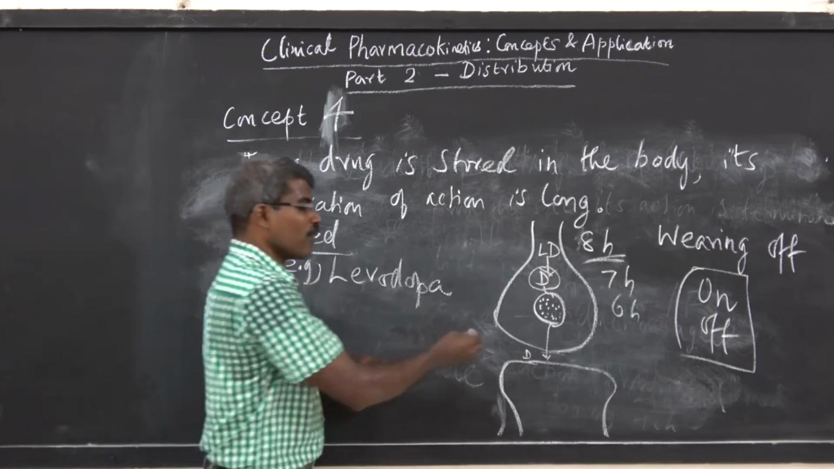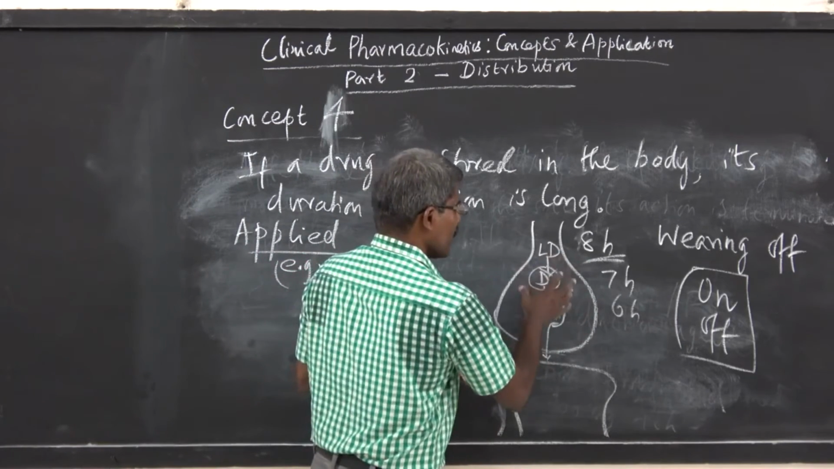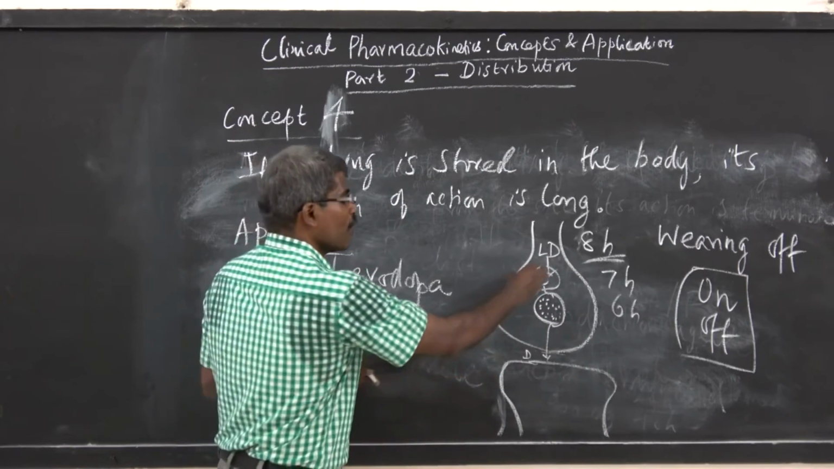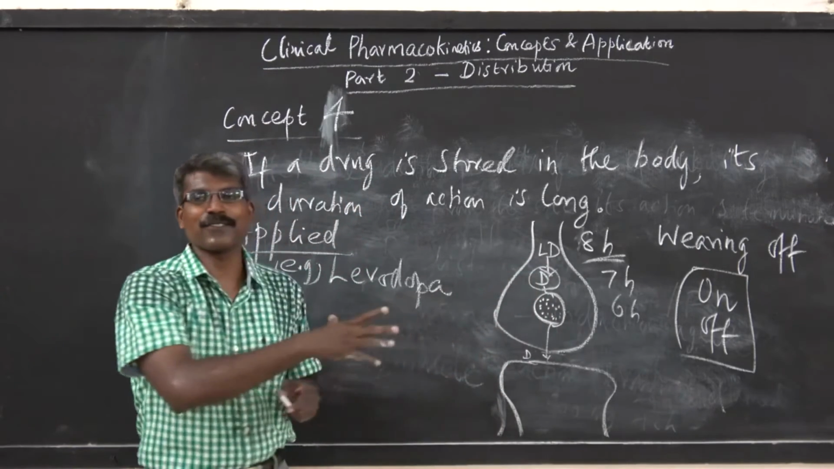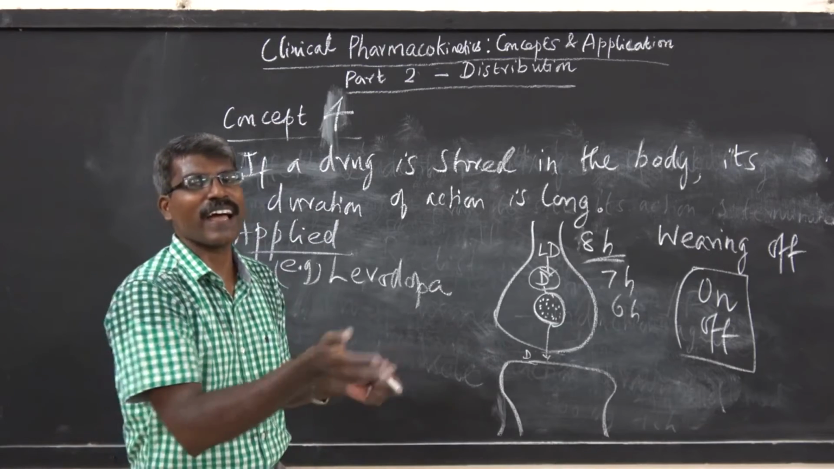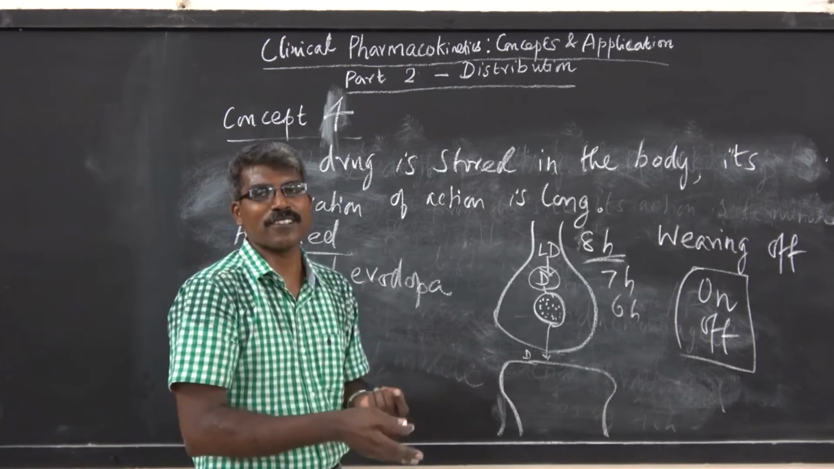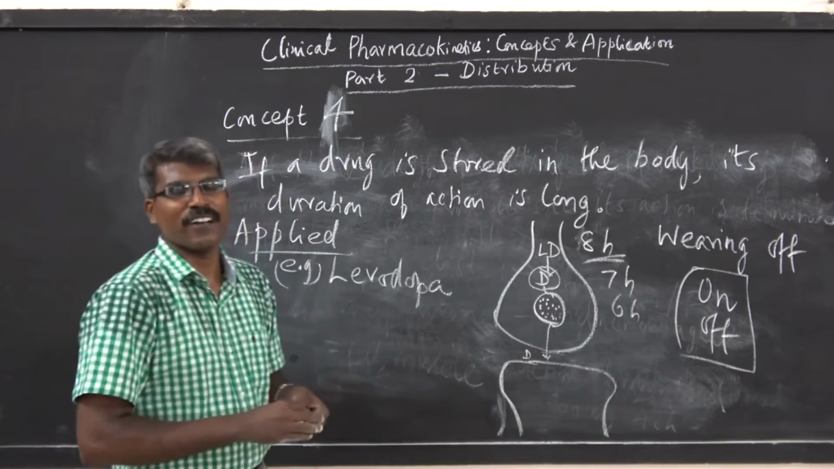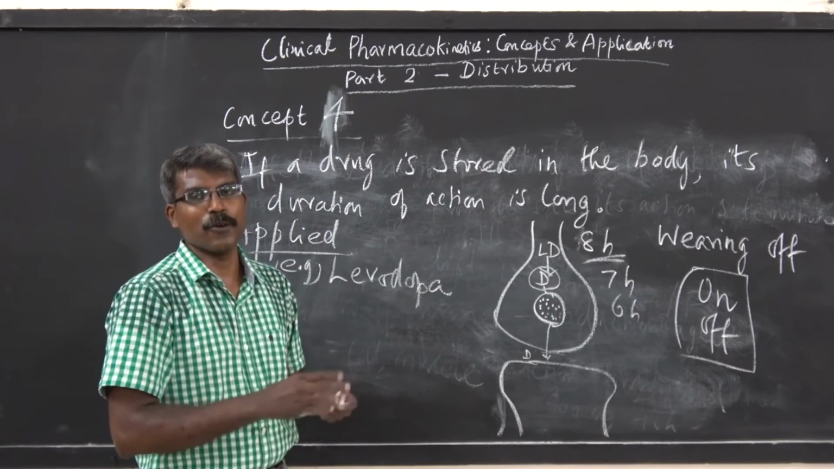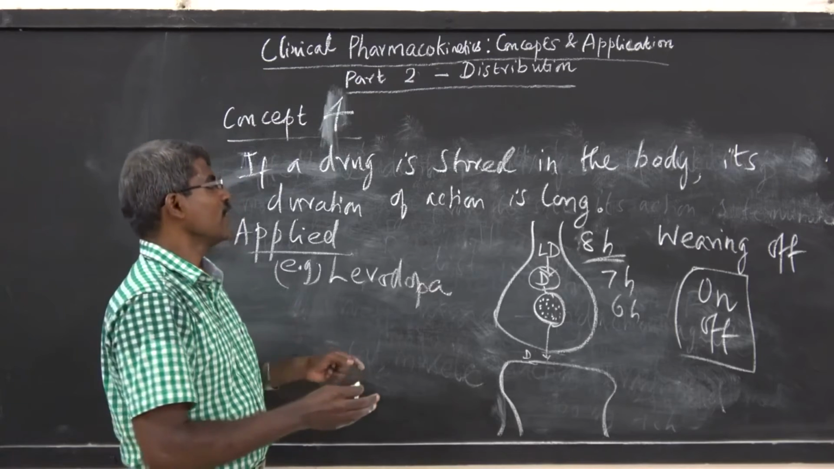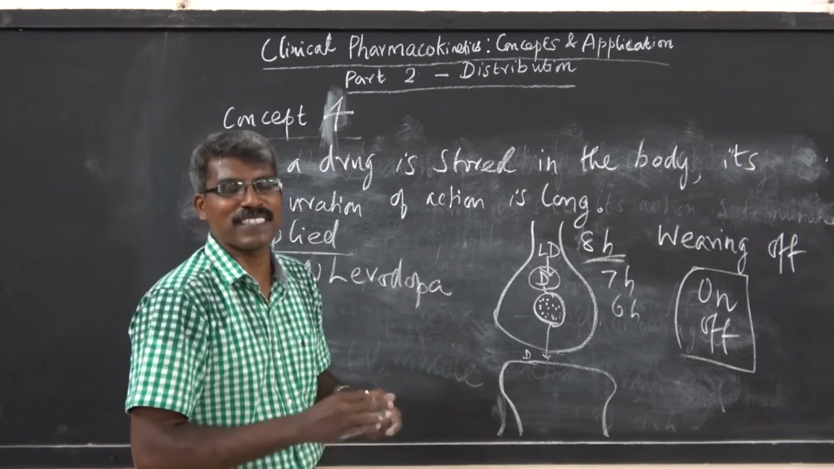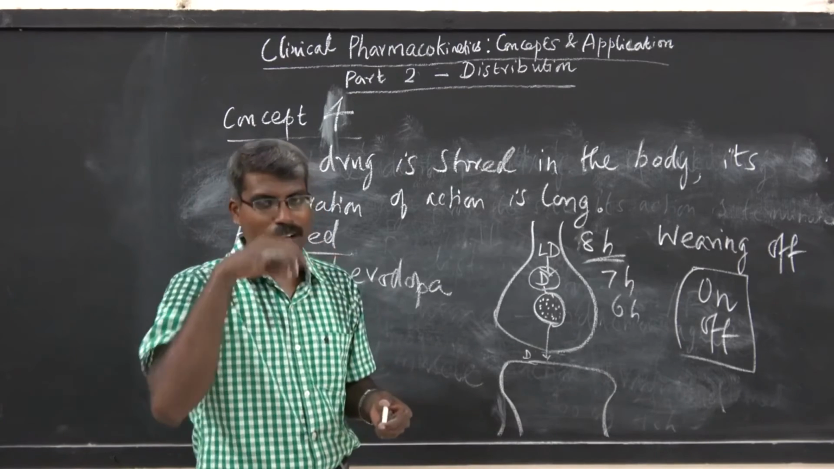So now, how do we tackle this problem? We cannot increase the number of neurons, so we try to prevent the degradation of this dopamine. So we add either MAO-B inhibitors or COMT inhibitors to tackle this type of adverse effect as it comes with levodopa. So this is the fourth concept. So now, to summarize what we have seen, we started with 4 concepts.